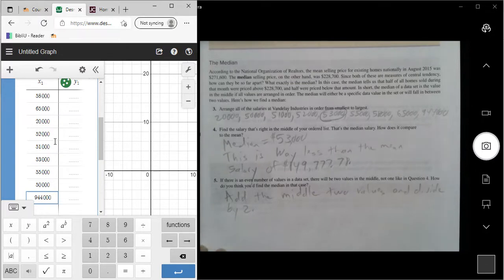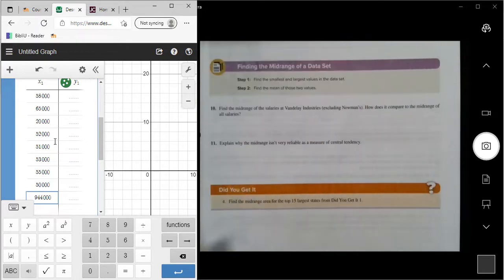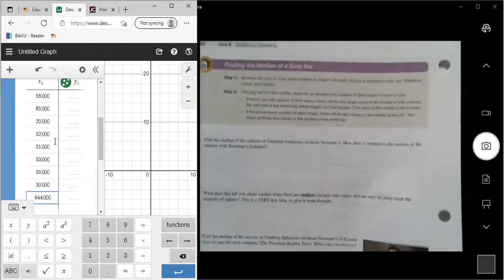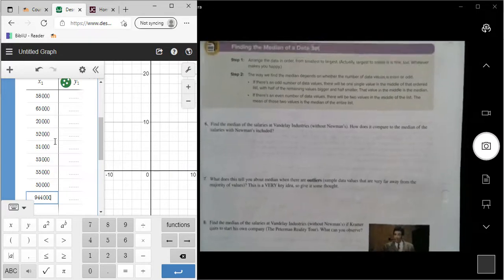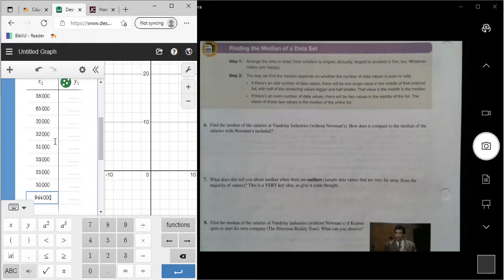Now, we move on to the next page. It says, finding the median of the data set. Step 1, arrange the data in order from smallest to largest. And then step 2, the way we find the median depends on whether the number of data values is even or odd. When it's odd, you just pick the number that's in the middle. When it's even, you will add the middle two numbers and divide by 2.